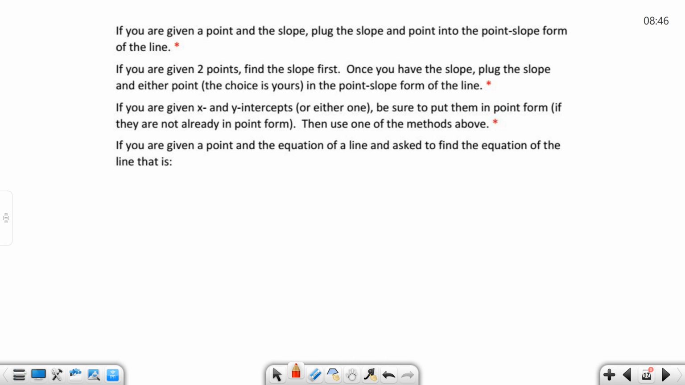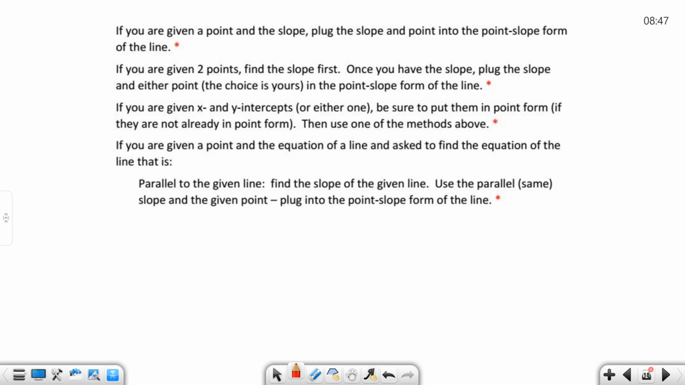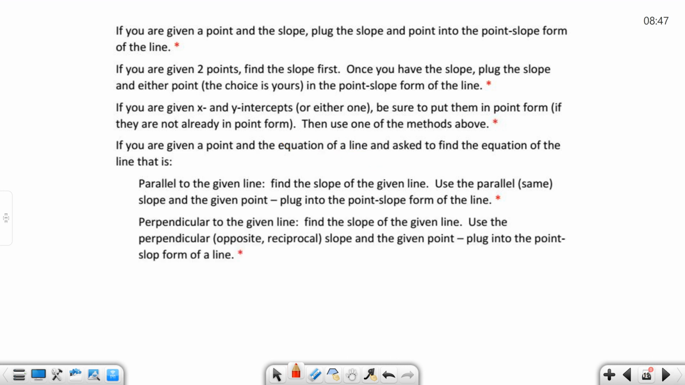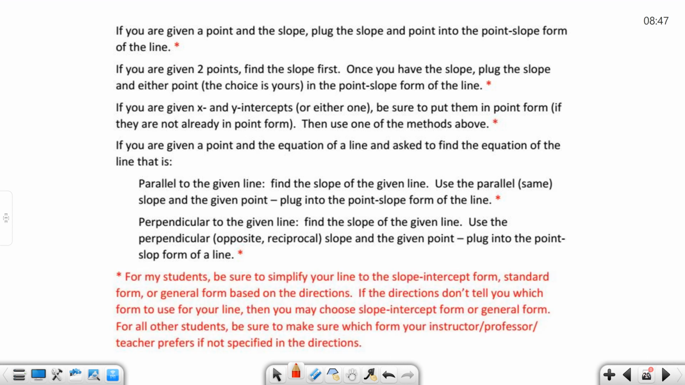If you're given a point and an equation of a line and asked to find the equation of a line that is parallel to the given line, find the slope of the given line, okay? So you're given a point and an equation of a line. So find the slope of this line, use the parallel, which is the same slope, and the given point and plug it into point slope form. What about if it's perpendicular? Find the slope of the given line, find the perpendicular slope, which is the opposite reciprocal. So flip it and change the sign, and use the given point and plug it into point slope form. Okay? So these are all scenarios that you'll see in books and on software and everything else.